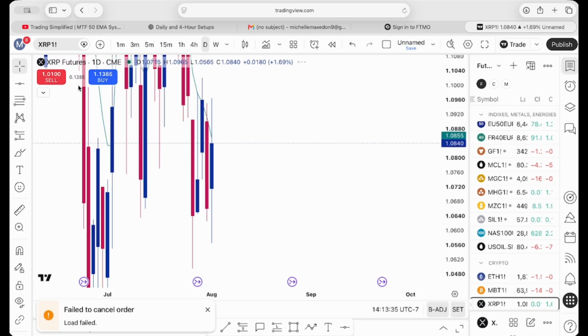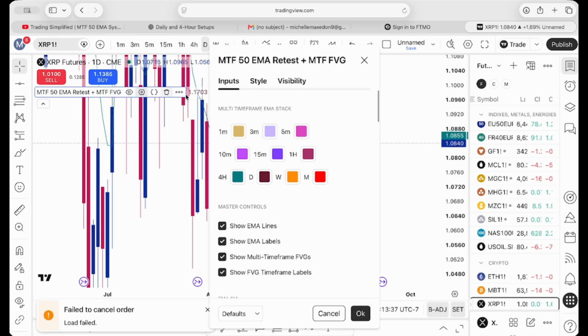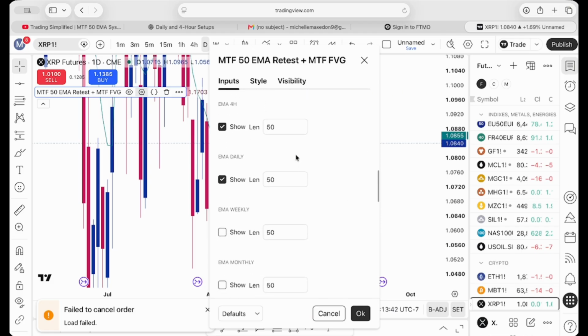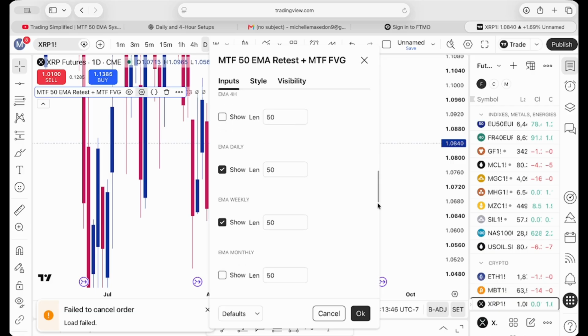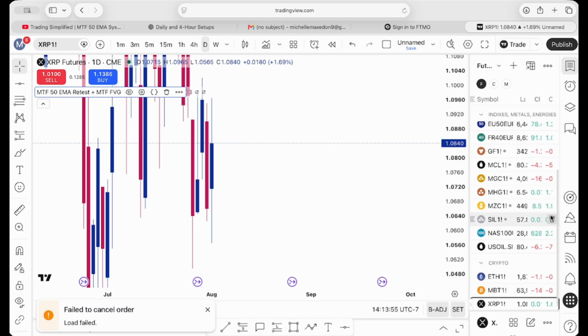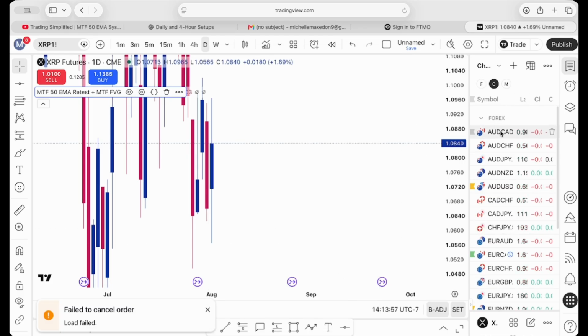Let's move up to the daily, and then we're going to go in here and change our settings. We're going to take the 4-hour off and leave the daily. We're going to put the weekly on, and then you're going to go down here. This is the exact same thing. You can choose either this one to take off, or you can take off this one. And then let's go to our forex pairs.